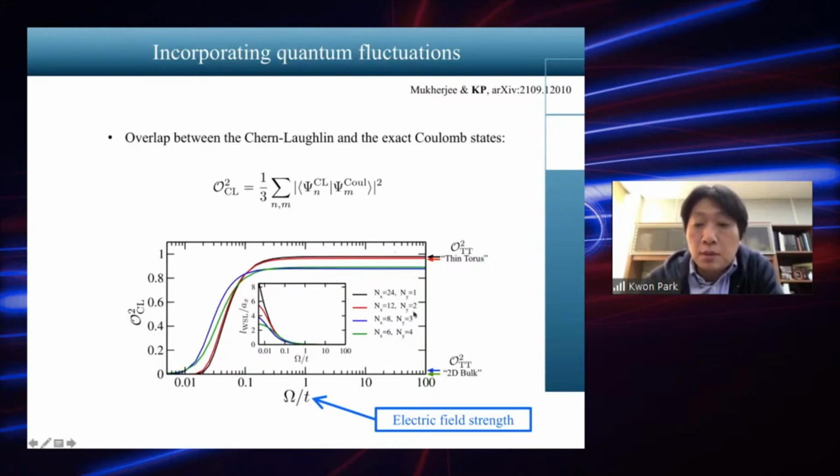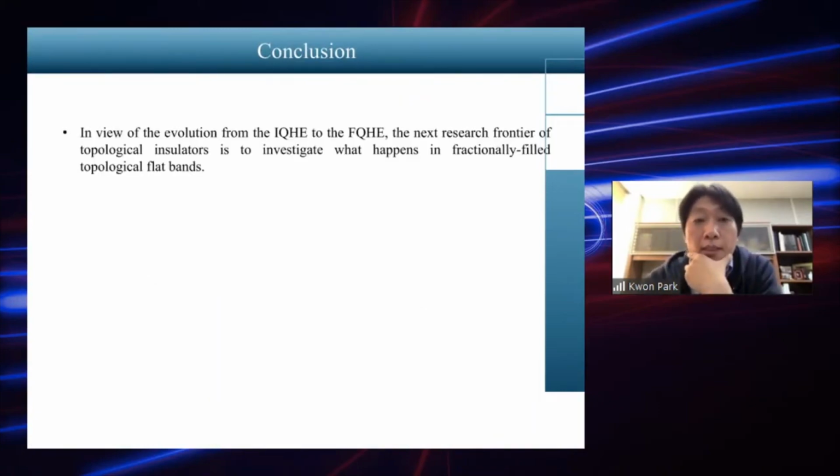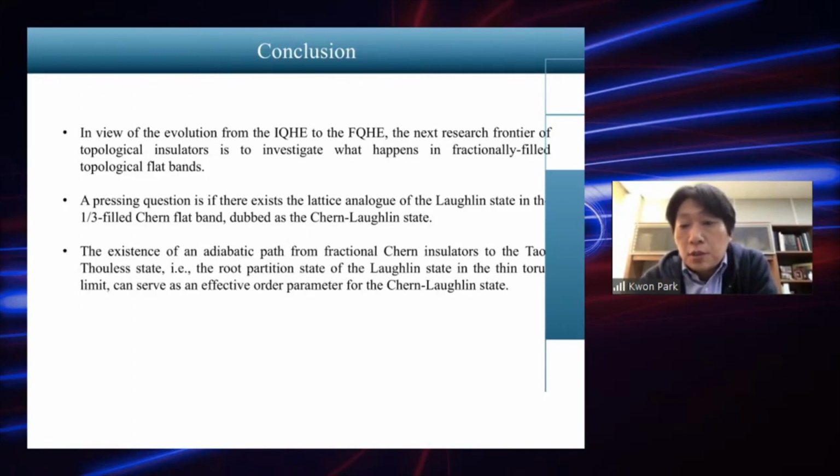Okay, I don't want to go into details about the behavior as a function of electric field. Just focus on this. I'm sorry I didn't have much time to explain all the details. But basically, I'd like to conclude. So in view of the evolution from integer quantum Hall to fractional quantum Hall effect, the next research frontier of fractional Chern insulators is what happens in the fractionally filled topological flat band. And a pressing question is if there is a lattice analog of the Laughlin state in the 1/3 filled Chern flat band, and the existence of an adiabatic path from the fractional Chern insulator to the Tautologue state can be used as an effective order parameter for the Chern-Laughlin state.